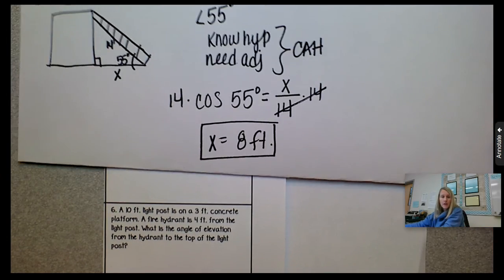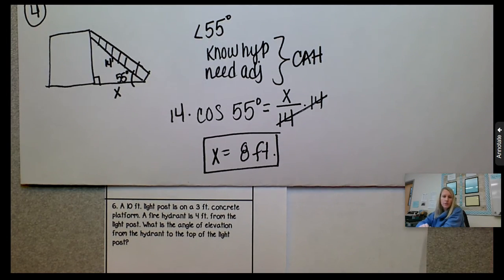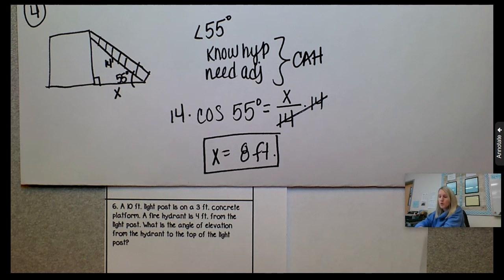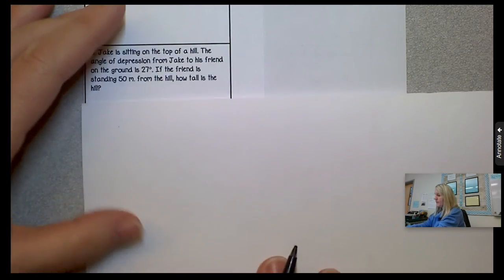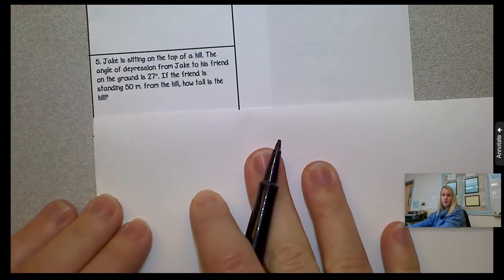Oh, there it is. A 10-foot light pole is on a 3-foot concrete platform. Delightful. A fire hydrant is 4 feet from the light post. What is the angle of elevation from the hydrant to the top of the post? Okay, so we can do that. So I'm going to set those up for you, and then you guys are going to solve these, and then that will be that. So this is what I expect to see when I check yours in a minute.